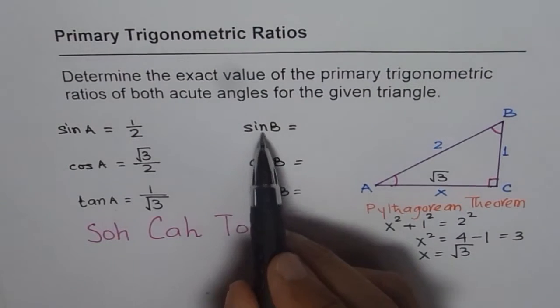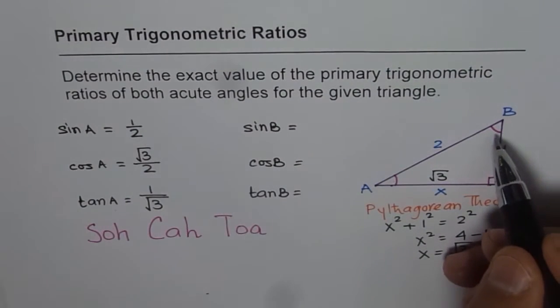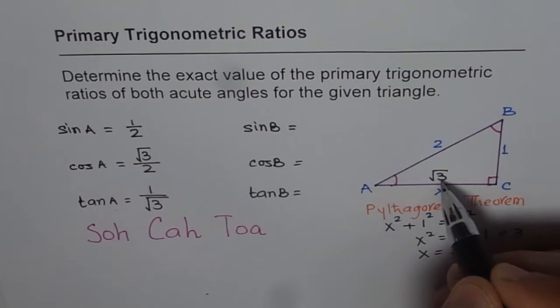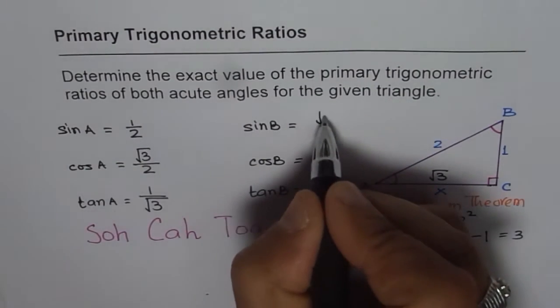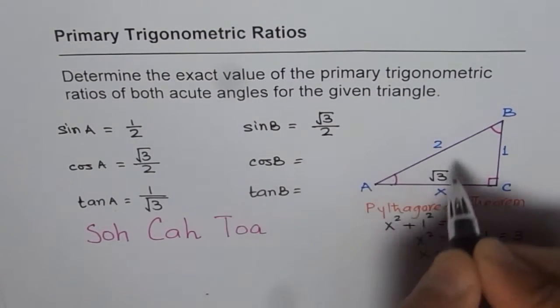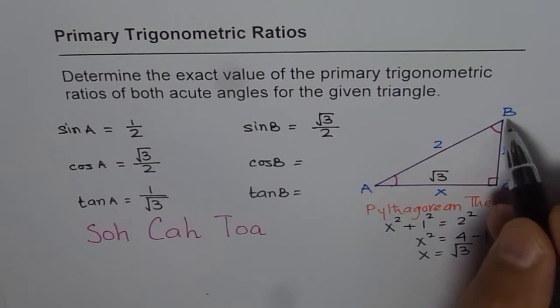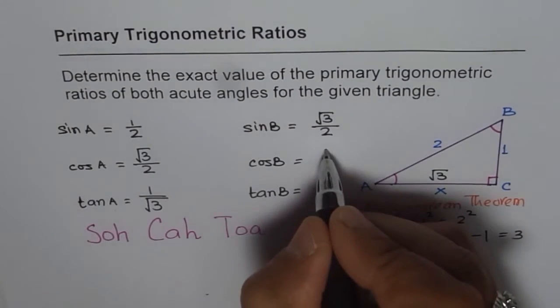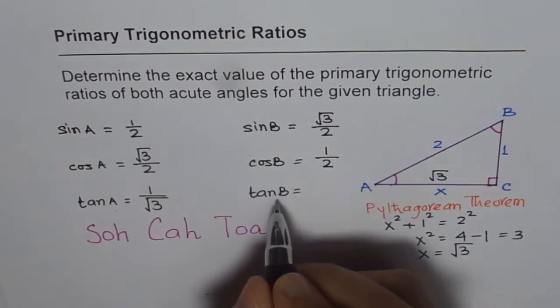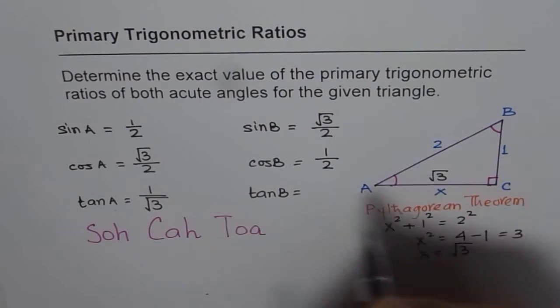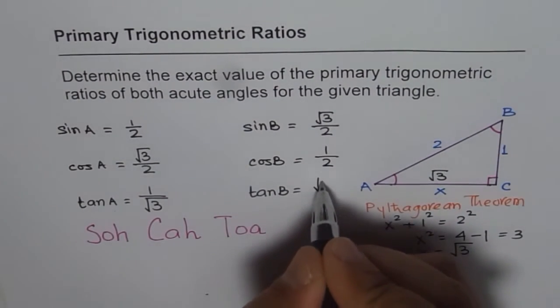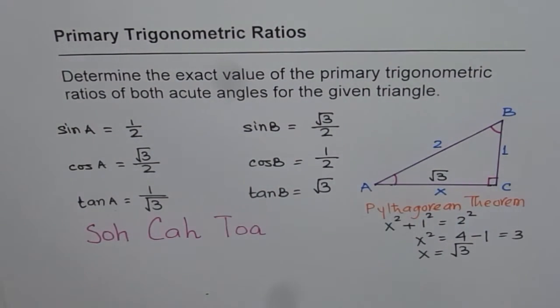Now let's do it for the angle B. From angle B, opposite side is square root 3, right? So sine B is square root 3 over hypotenuse of 2. For cosine, adjacent side is BC, which is 1. So cos of B is half. And tan, opposite side is square root 3 over 1. So it could be written as square root 3. So that is how you get exact values of sine, cosine, and tangent for the given acute angles.